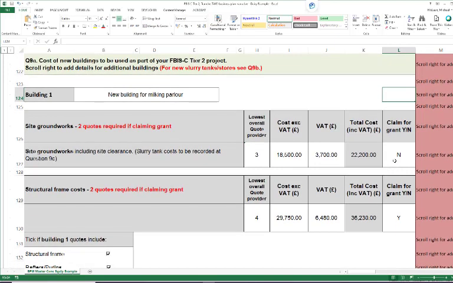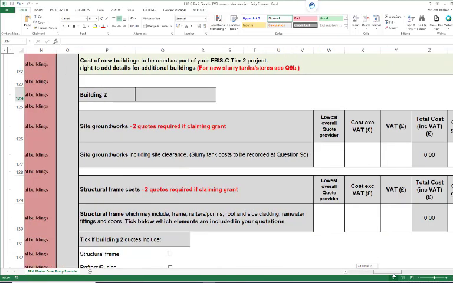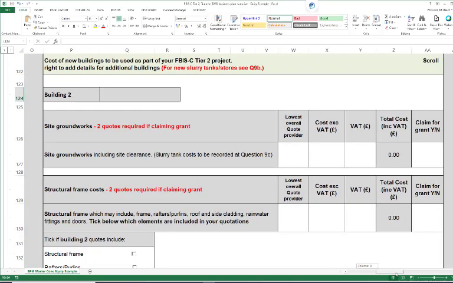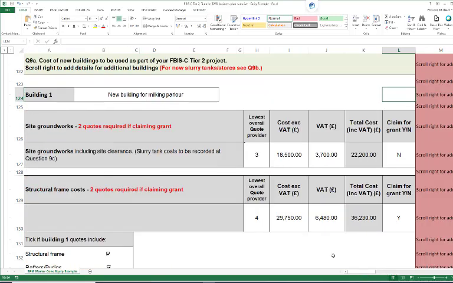In the example here, you can see where we've got the first building. I've included site groundworks and structural frame costs separately, and it's just for one building. Any other buildings, which in this case we call building 2, you would put the figures in here. This is just for one building, which is the new building for a milking parlour.